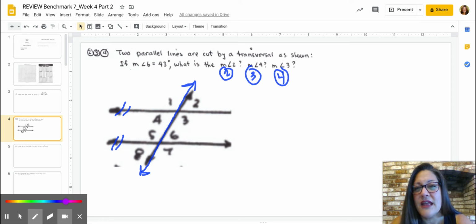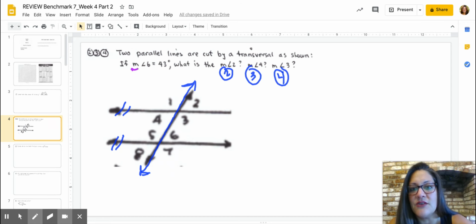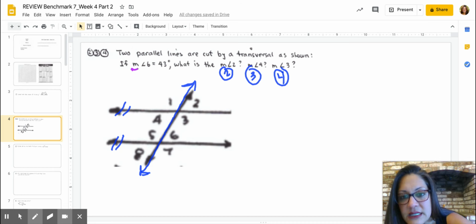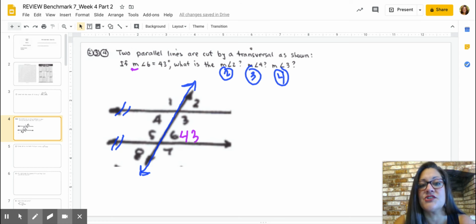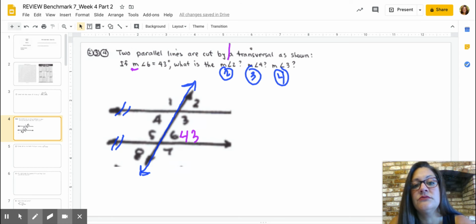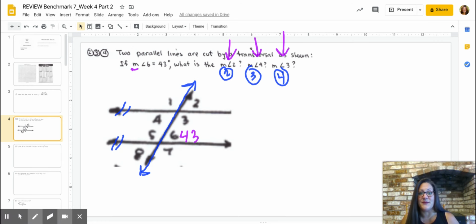It says if the measure, that's what m means, if the measure of angle 6 is 43 degrees, so 6 is 43, what is the measure of angle 2? And what is the measure of angle 4? What is the measure of angle 3?